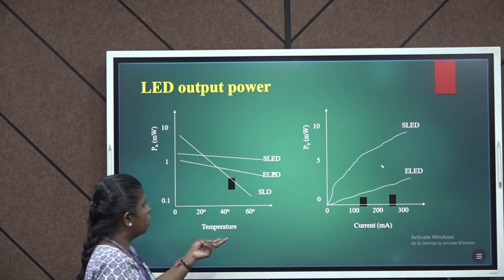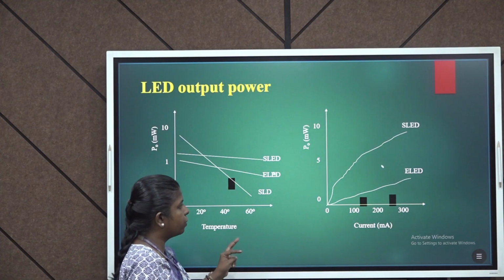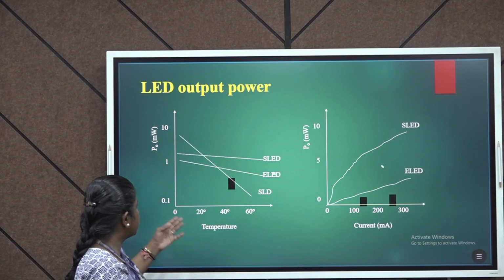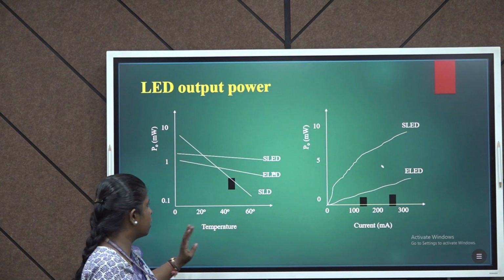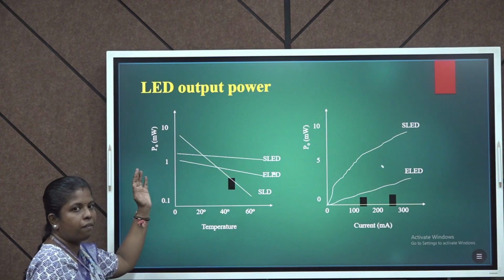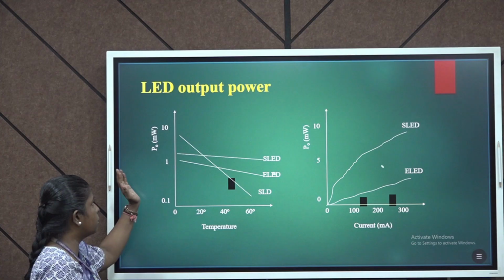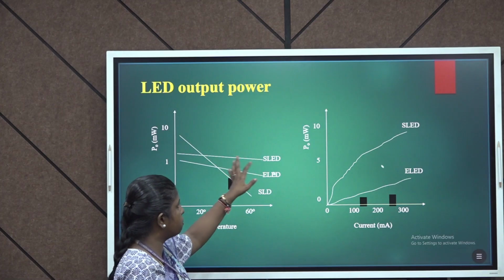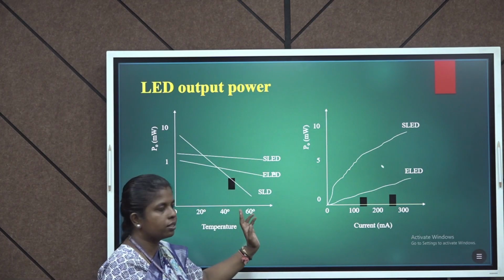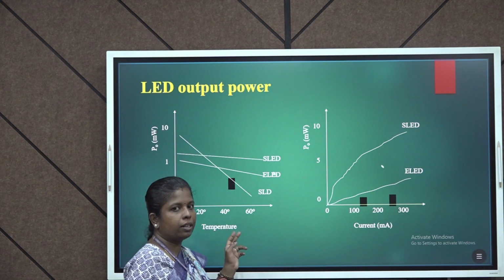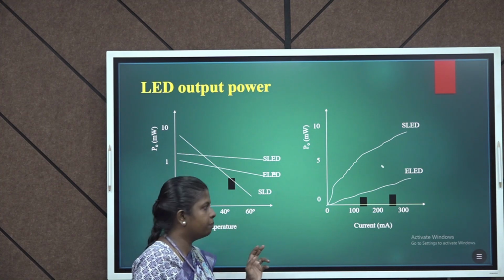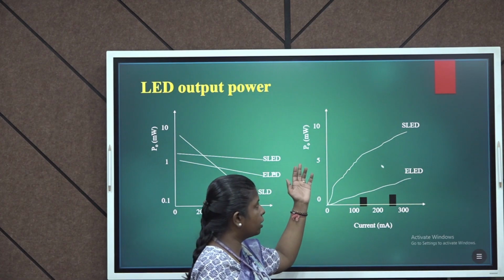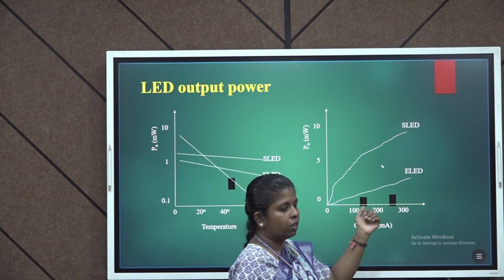The two graphical representations for two different parameters have been given here. One is for temperature, with temperature on the x-axis varying from 0 to 60 degrees, and on the y-axis power from 0.1 to 10 milliwatt is plotted here. And the superluminescence LED provides better power when the temperature increases rather than the semiconductor LED and edge emitting LED. And similarly, when the current increases, the superluminescence LED provides a better output than the edge emitting LED.